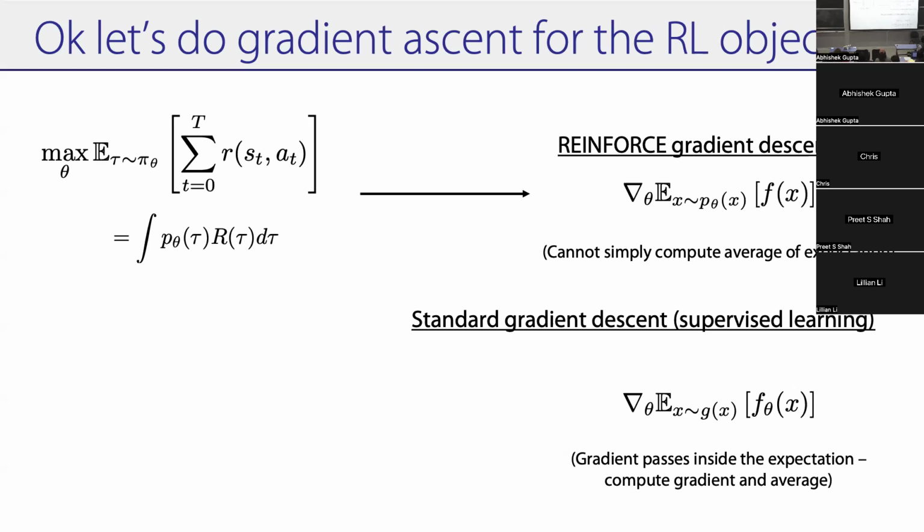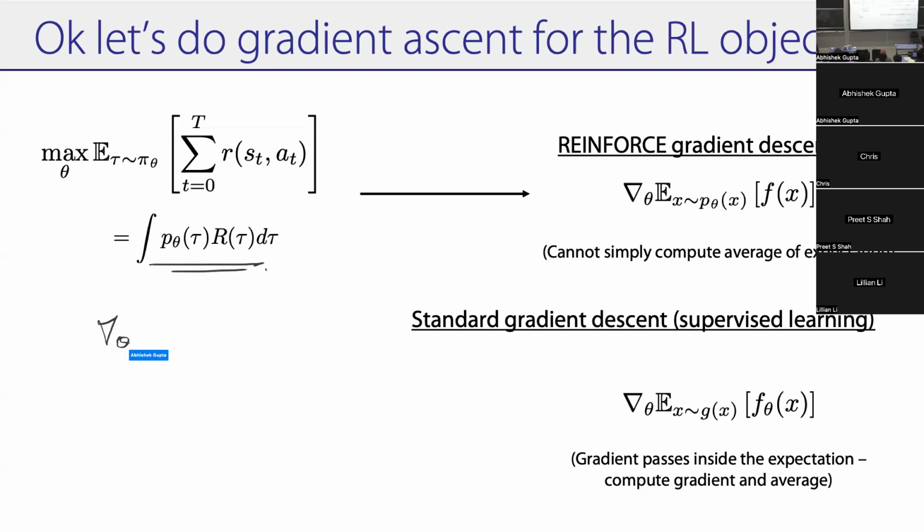So this bottom objective becomes the expectation over x from g of x of grad theta f theta of x. Yes, that's the bottom expectation. And so the top expectation, right? If we try to do the same thing, we say, okay, this is our objective, right? And we try to take the gradient.